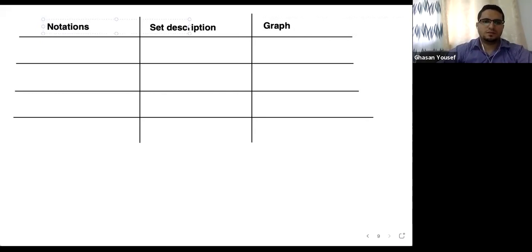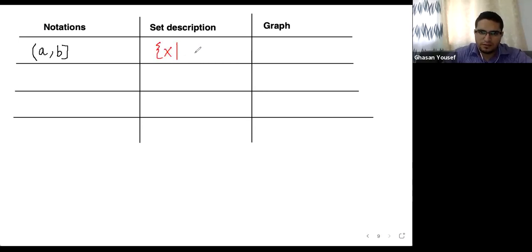Notations. So for the first notation, suppose I have an open interval at A, comma, and closed at B. The set description for this will be something like that. All values here mean between A and B, where A is not equal, and B is equal. I mean, B is inside the interval. The graph for this will be one side has an open ball and the other side has a closed ball.